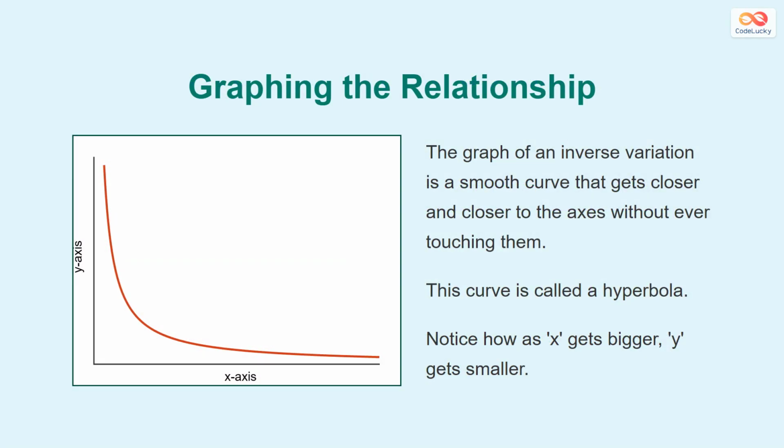When you plot an inverse variation on a graph, it forms a distinct shape. The graph is a smooth curve that gets very close to the x and y axes but never actually touches them. This specific type of curve is known as a hyperbola. As you can see, as the x value gets larger, the corresponding y value gets smaller.